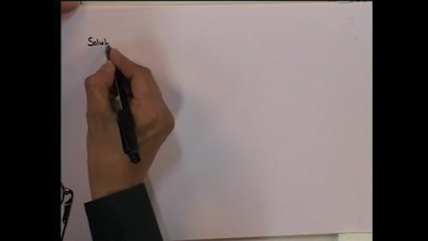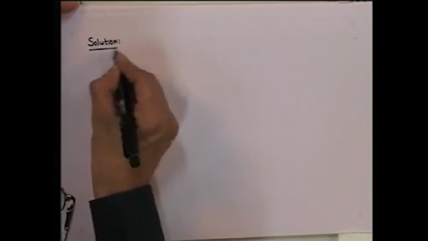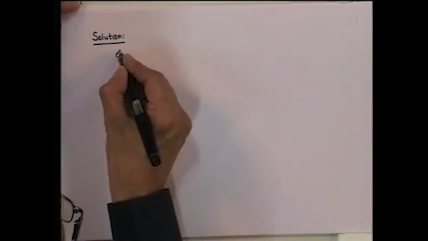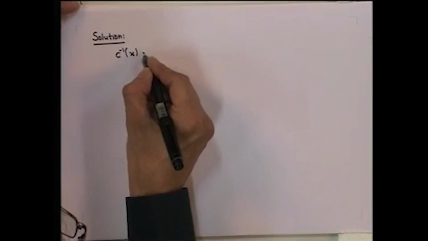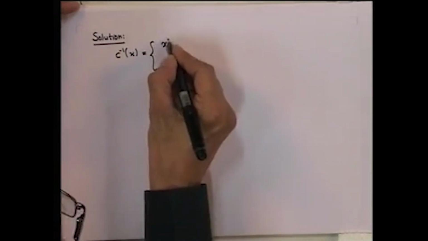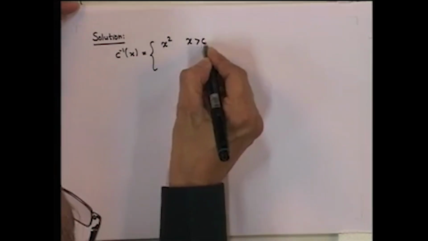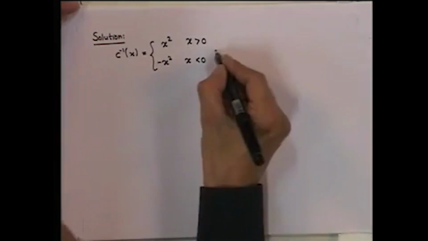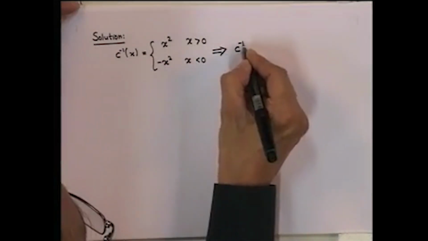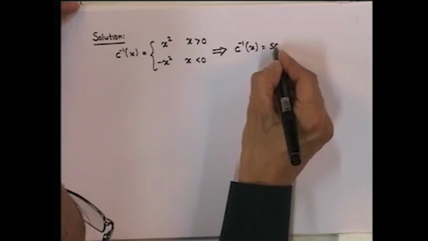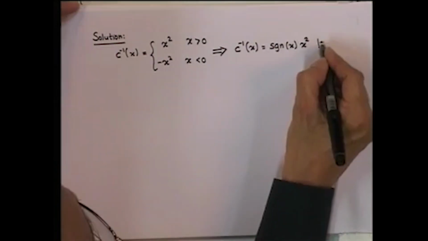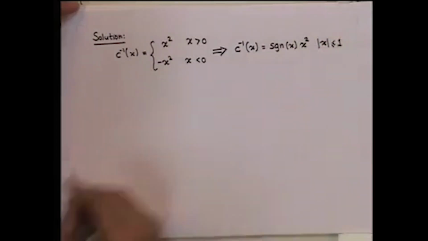Again, the first step would be to obtain the expander characteristic, that is C inverse x can be shown is equal to x squared for x greater than 0 and minus x squared for x less than 0, which implies that C inverse x is equal to signum x squared for mod x less than or equal to 1.